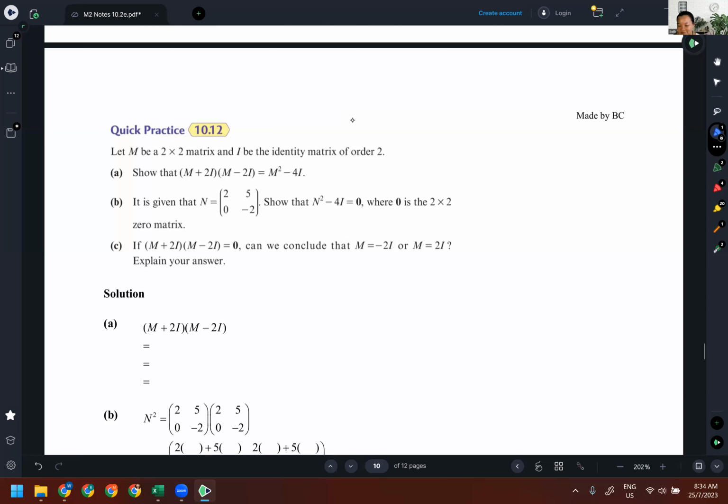Okay. Most are finished. Now, if you try to understand it, this practice and the example is just trying to show you something we already explained before: it's the same thing, that a zero matrix can be obtained by two non-zero matrices.